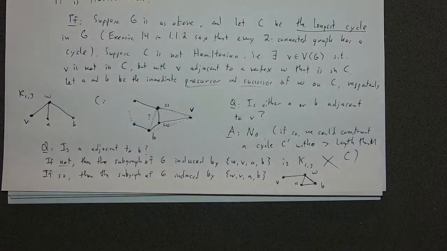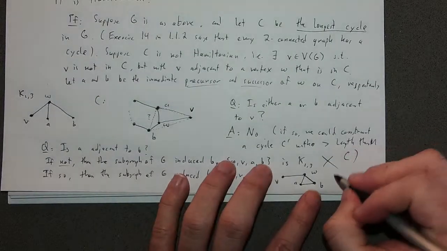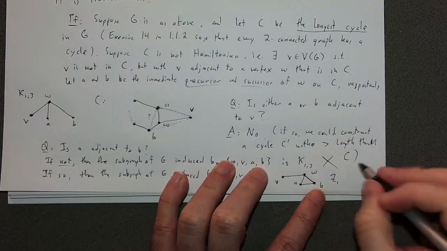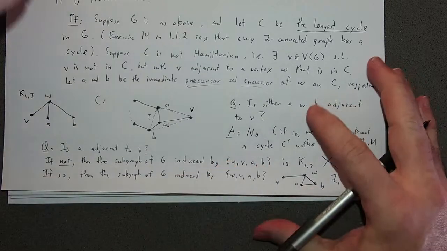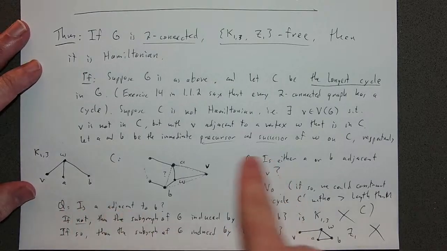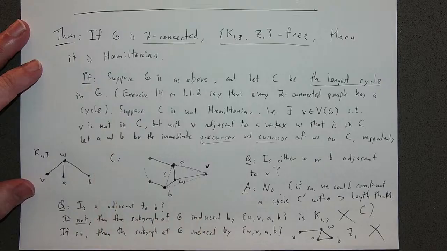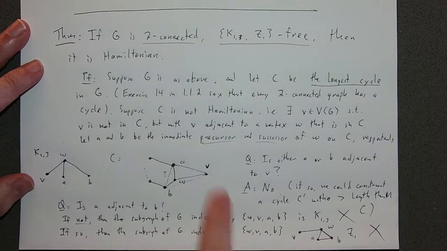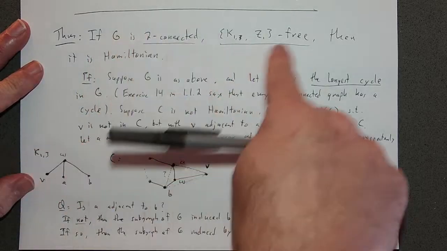So that's Z1, which is also not allowed. So we have reached a contradiction here. Now we have to trace back through. What is the first thing we said that was basically an assumption? What is the first thing we did, right, that is an assumption beyond what we assume here?